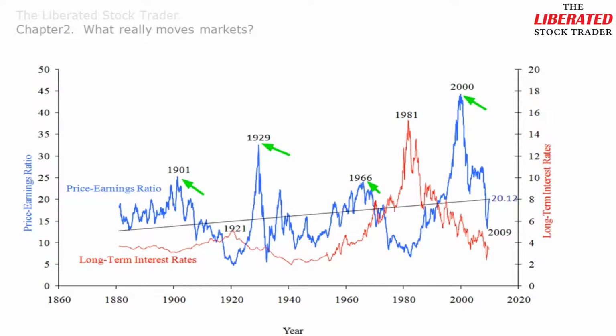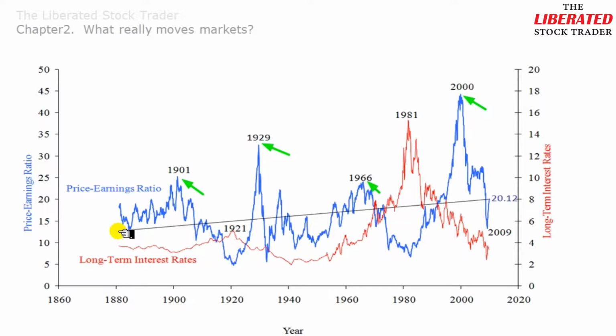So a PE of 20 would mean, based on the capital invested, it would take those companies 20 years to pay back the investor. Or viewed another way, it means that an investor is willing to pay 20 times the earnings of the company for a stake in that business.